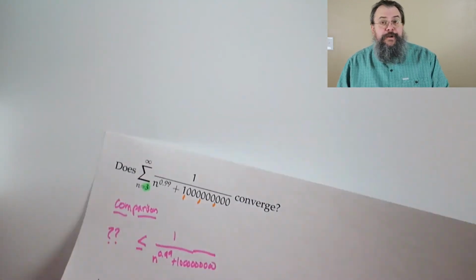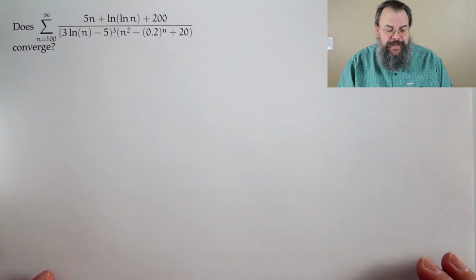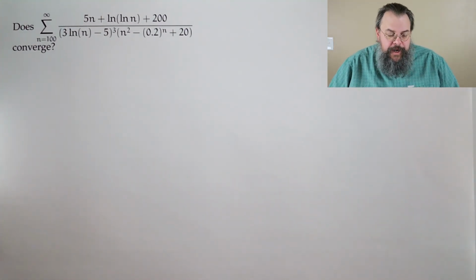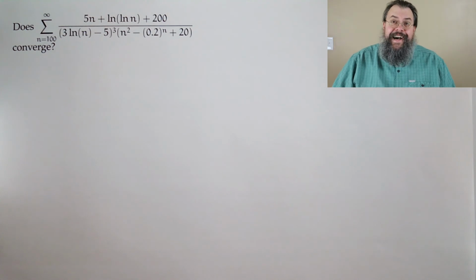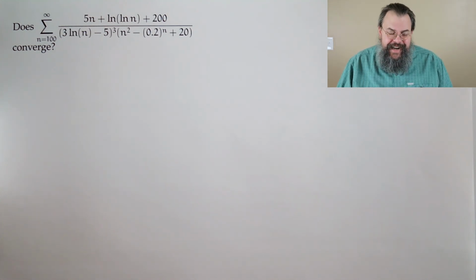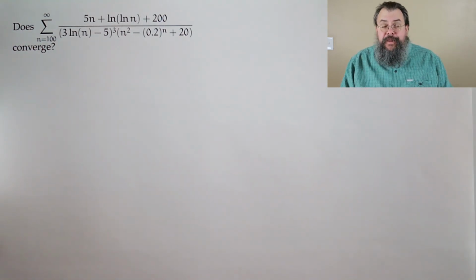All right, great. Well, keep going, right? More problems. On to our next one. Okay, we'll kick it up a notch. Whew. Okay, does the sum from 100 to infinity of 5n plus log n plus 200 divided by 3 log n minus 5 cubed times n squared minus 0.2 to the n plus 20 converge? What? Oh, this is crazy. Wow, cool. All right, now, a couple of side notes.